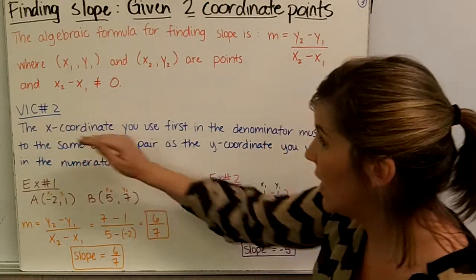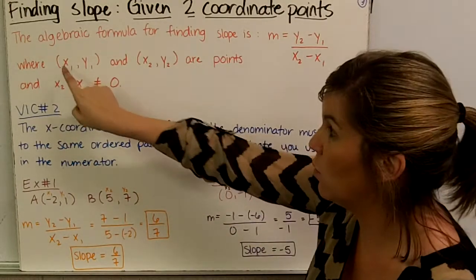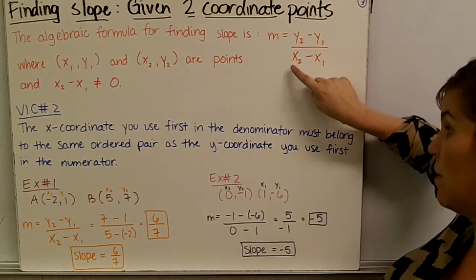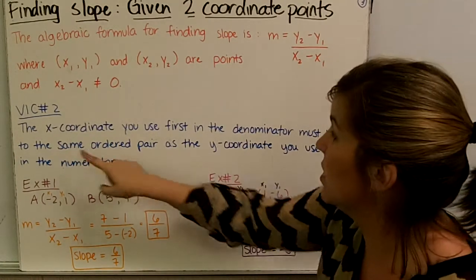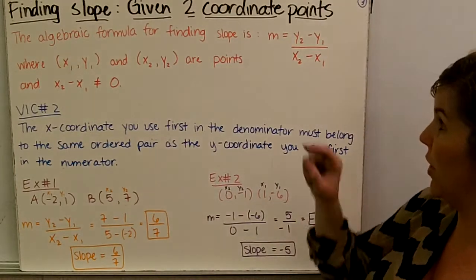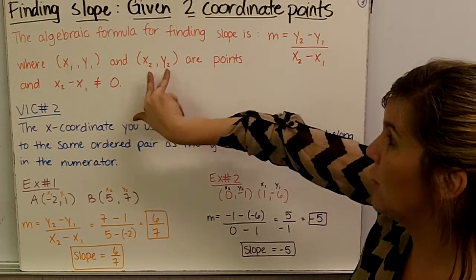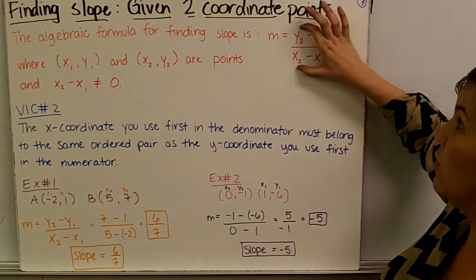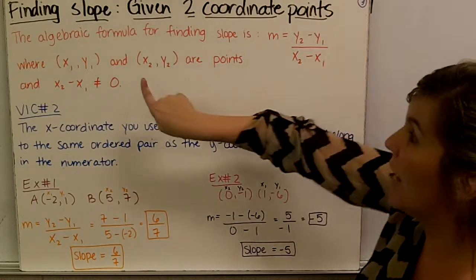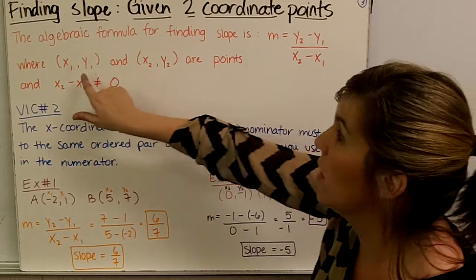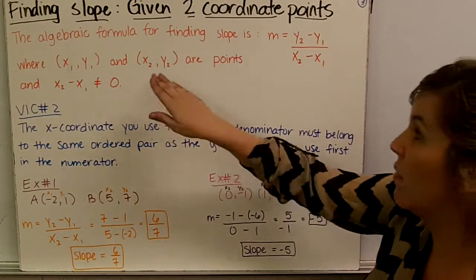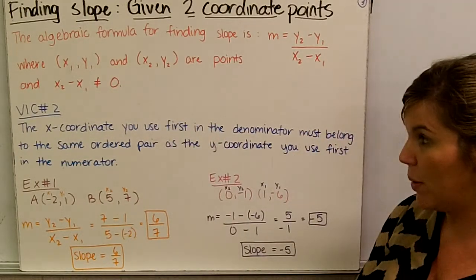Big number 2, the x-coordinate. So the x1 or x2 that you use first in the denominator must belong to the same ordered pair as the y-coordinate you use first in the numerator. So you see x2 and y2, they come from the same ordered pair. I used both of them first in the numerator and the denominator. I cannot use x2 here and y1. They both have to come from the same ordered pair. These would have come from 2 different ordered pairs.